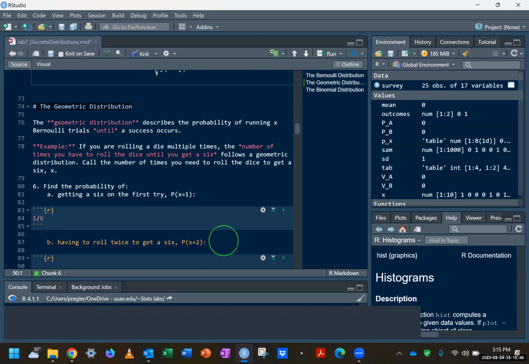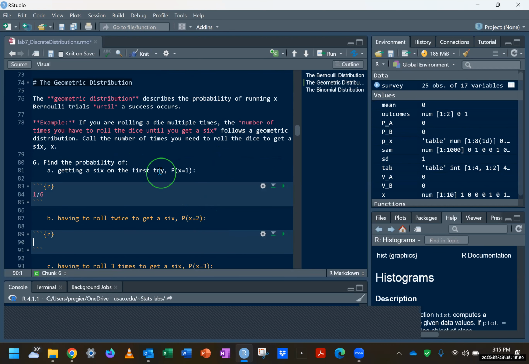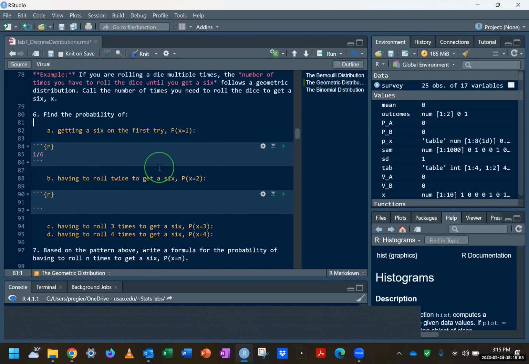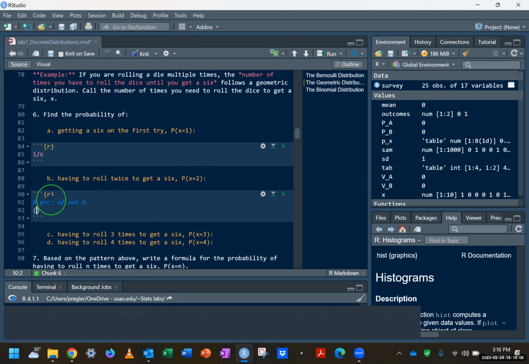Now what is the probability of having to roll the dice twice before I get a 6? If I have to roll a dice twice, that means that the first time I get not a 6. So probability of not 6 would be 5 out of 6. And I'm going to multiply that times the probability of getting a 6, because I did get a 6 on the second try. And they're independent events, so 5/6 times 1/6.